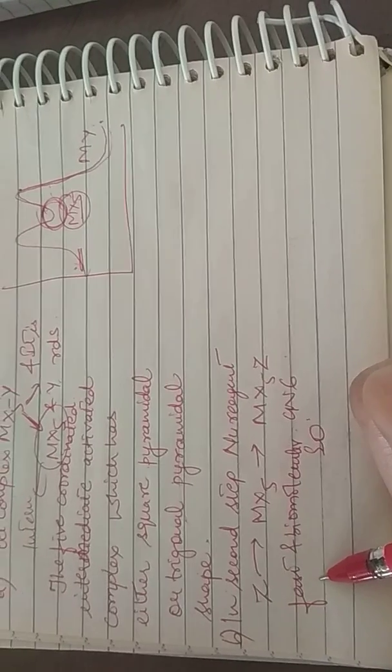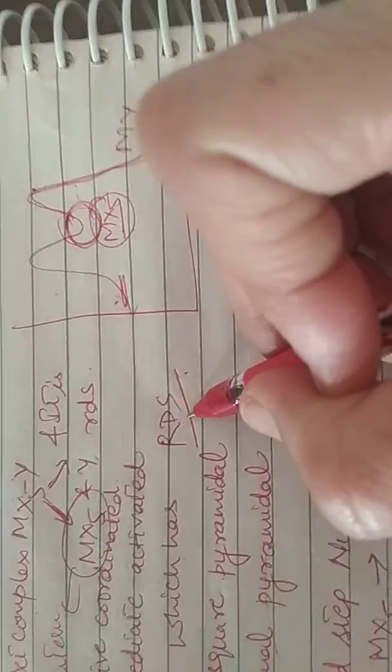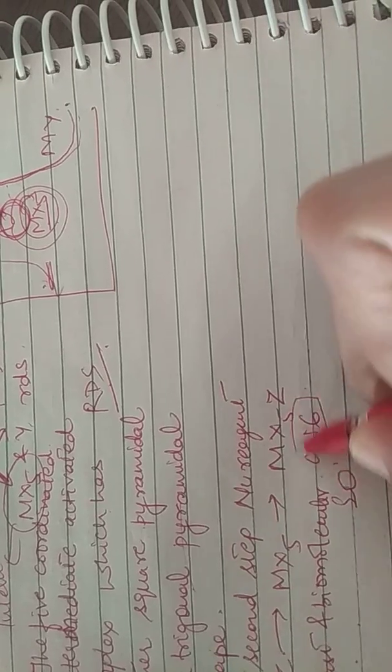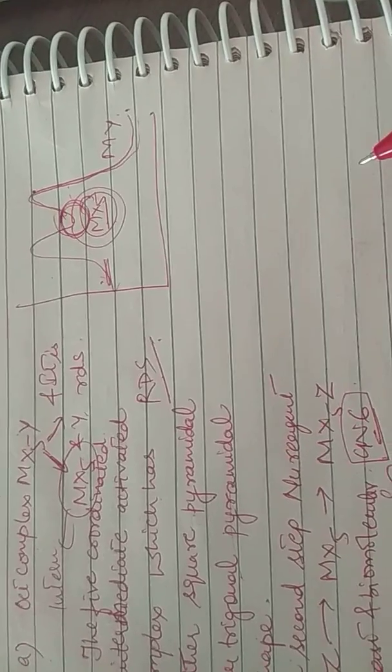This is the fastest step, whereas the first step is the slowest step and the rate determining step, as it happens for the SN1 mechanism, that is the formation of the transition state. The second step is the fast step and leads to the formation of a complex which has a coordination number of 6. I think I am quite clear.